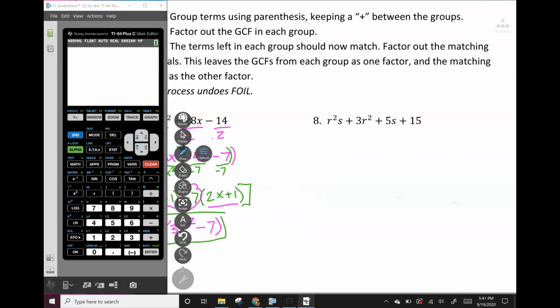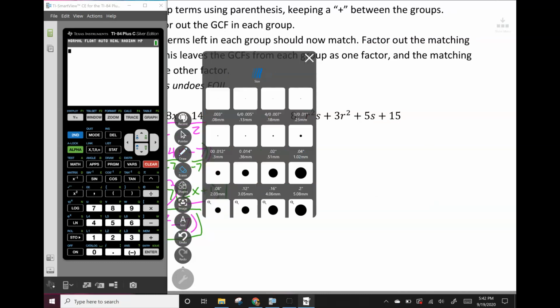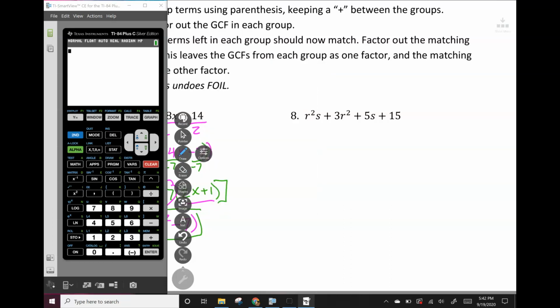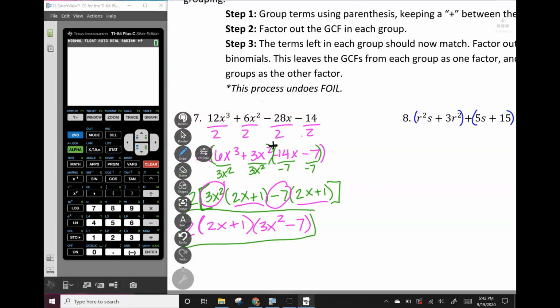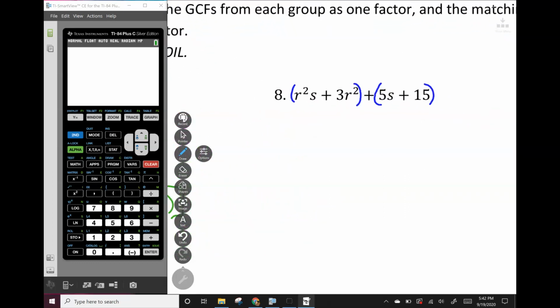Okay, let's do another one like that. Number 8. Step 1, which says to group the first two and the last two, leaving a plus sign in between. Notice on the previous problem there was a minus sign right here, so I went ahead and smushed that into the second group. It has to go into the second group, and then I just added a plus sign in between. But on this one, since it's already a plus sign, you are good to just leave it like that.